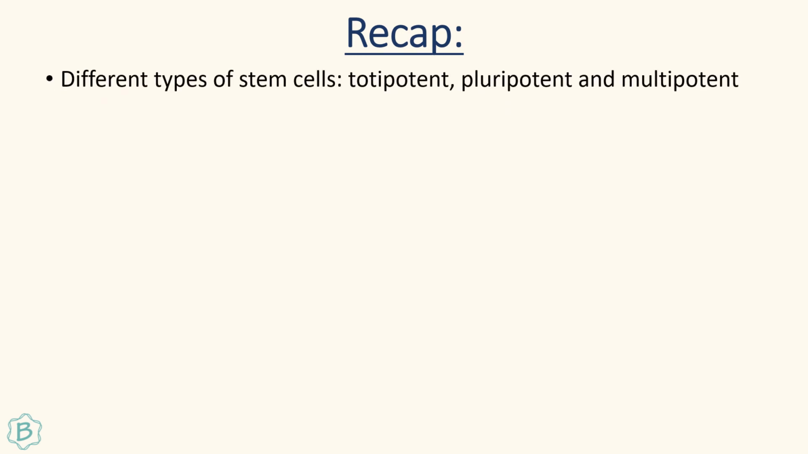Now let's have a short recap of what we saw today. We looked at the different types of stem cells which are majorly present. First was the totipotent stem cell which has the highest potency. Then there was pluripotent and then there was multipotent which comparatively has the least potency, and this is because it has a very restrictive differentiation capacity.